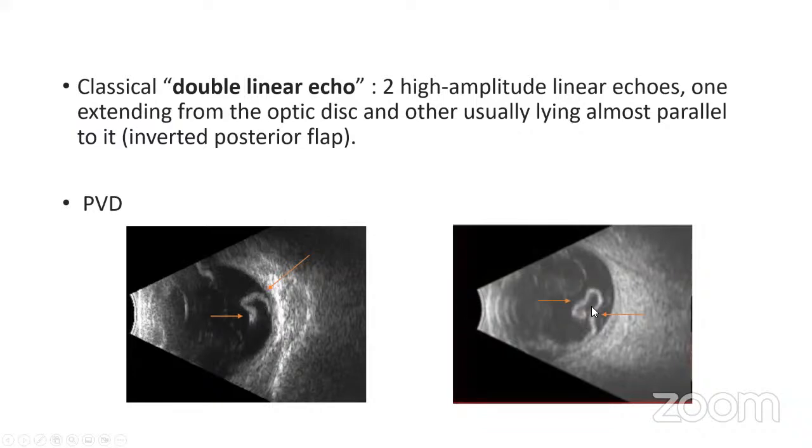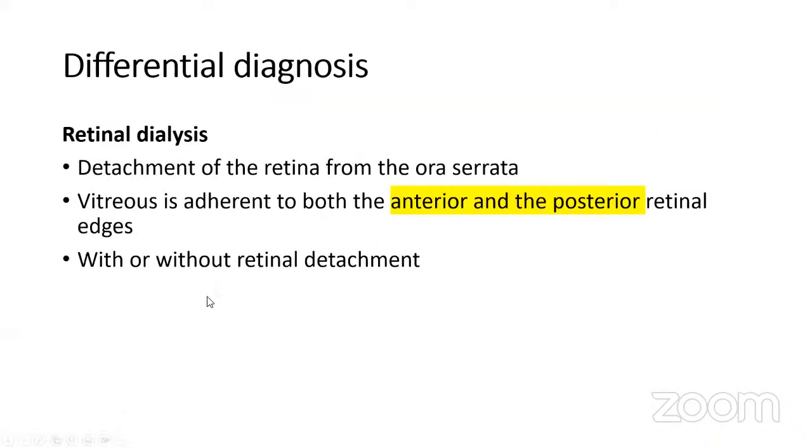Here you can also see the classical double linear echo. And the vitreous opacity here likely represents a concomitant vitreous hemorrhage. The main differential diagnosis for us is to differentiate it from retinal dialysis, because the two can look almost similar at first glance. It is a circumferential tear that usually extends more than 90 degrees.